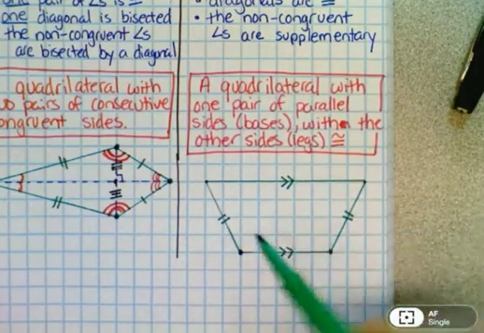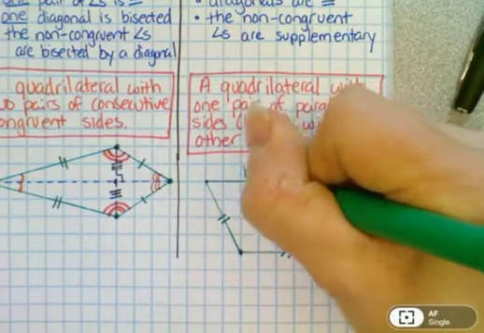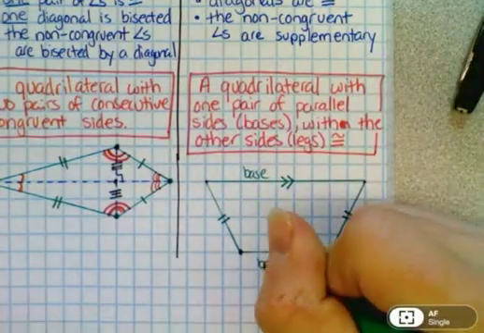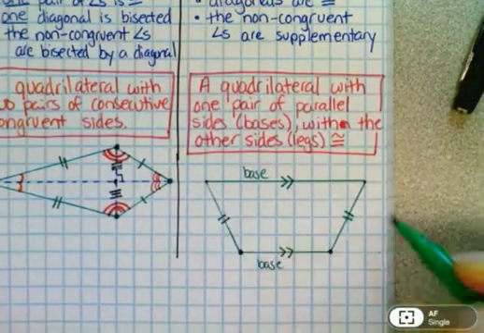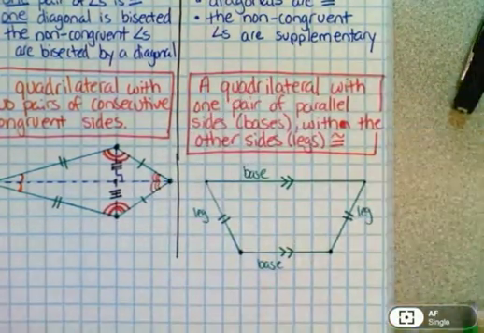Remember, this means parallel, this means congruent. And we do need to label, this is called the base. This is the other base, so the bases are parallel. And then the other 2 sides are called the legs. So leg, leg.